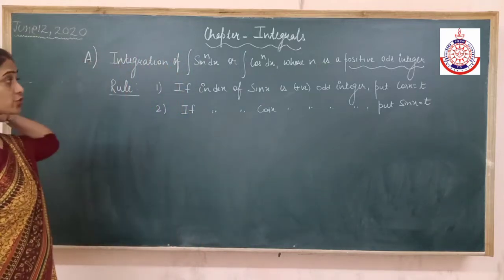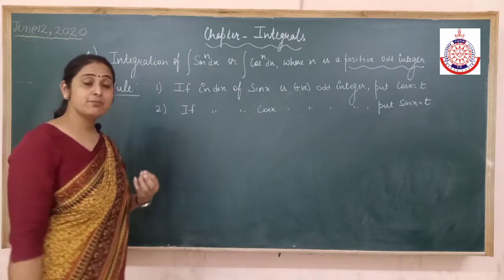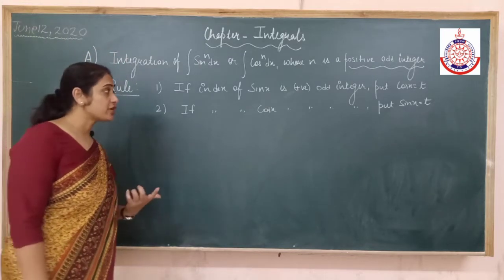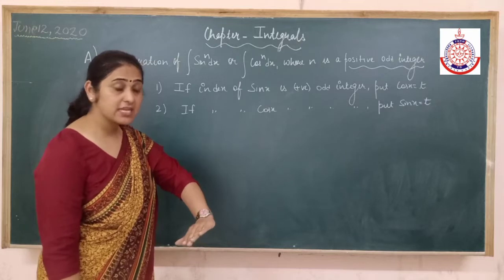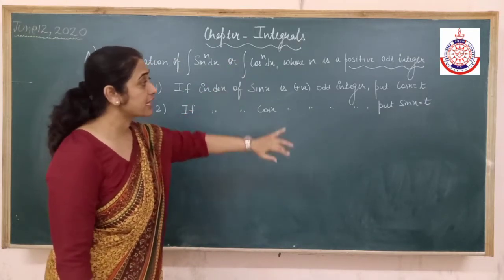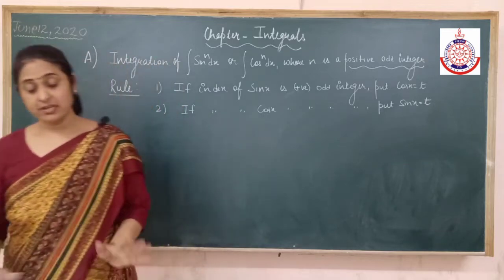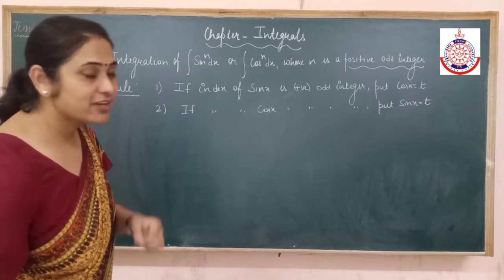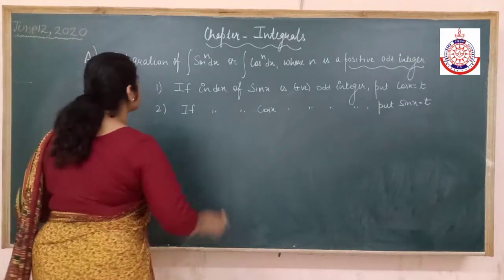This is the rule which you are going to follow. If sine has a positive odd integer as its power, I'll put cos as t. And if cos has a positive odd integer, I'll put sine. Again children, substitution will never leave you. As I said, trigonometry will never leave you. The substitution method will never leave you in integration. That's the base of integration.